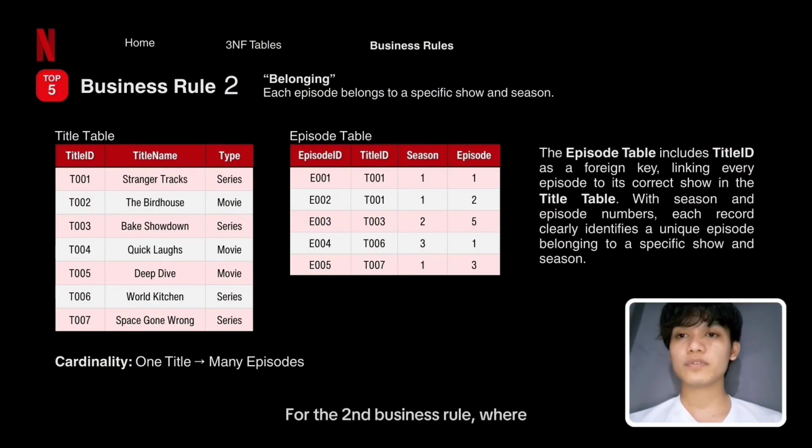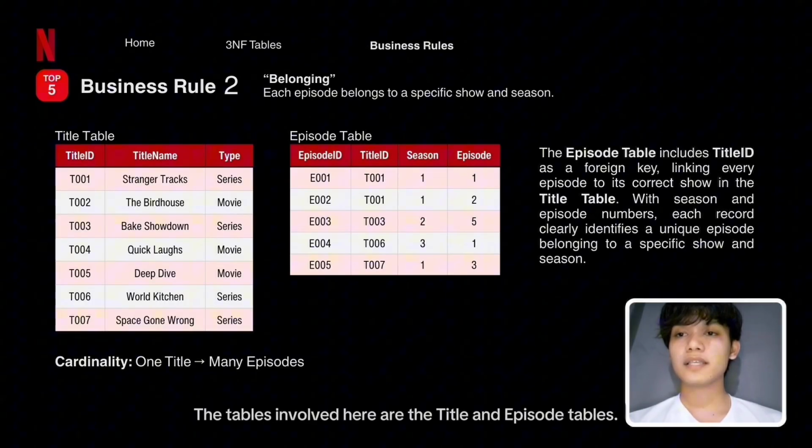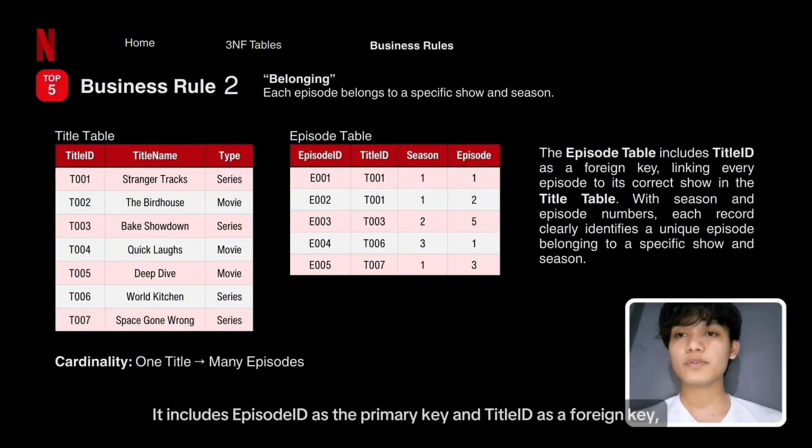For the second business rule, where each episode belongs to a specific show and season, the tables involved here are the title and episode tables. The episode table captures detailed episode information. It includes episode ID as the primary key and title ID as a foreign key, linking the episode back to the title table. Along with season and episode attributes, each record uniquely identifies one episode, ensuring it is correctly associated with a specific show and season.